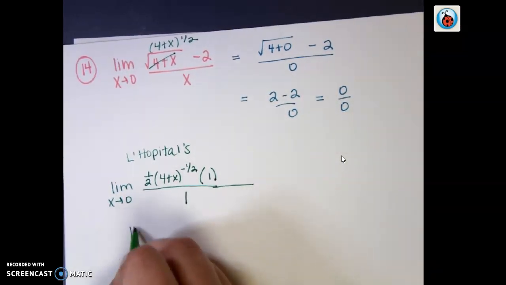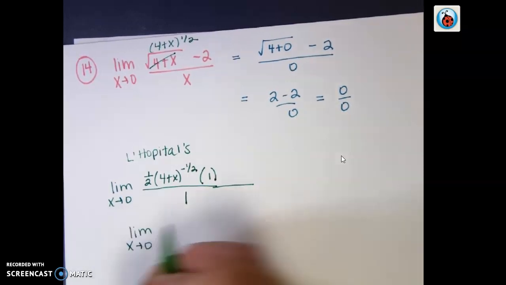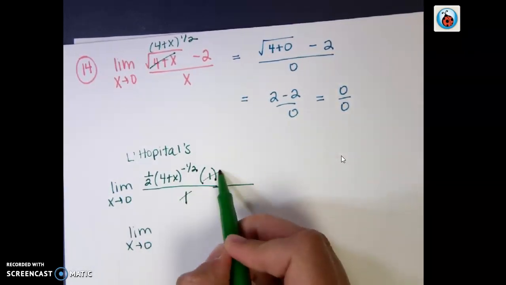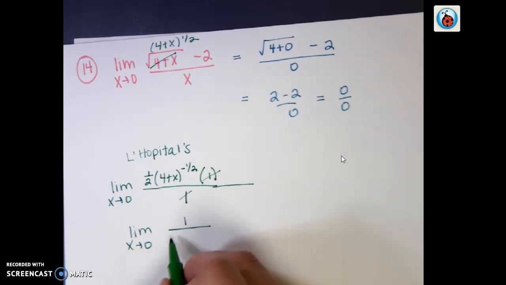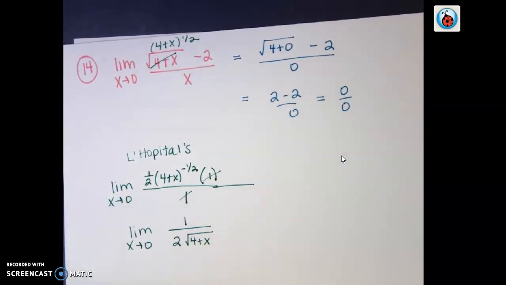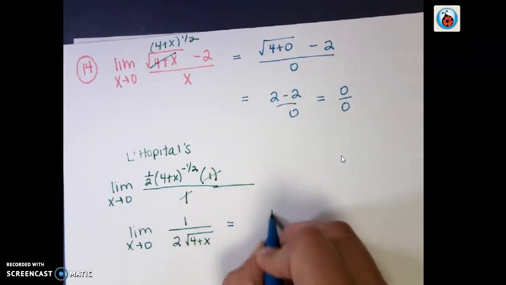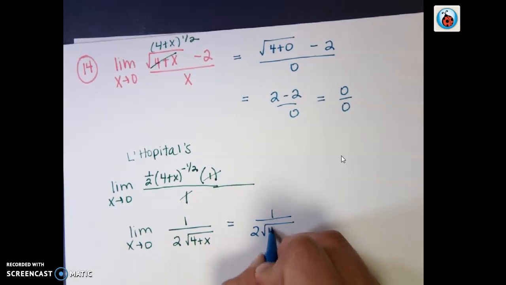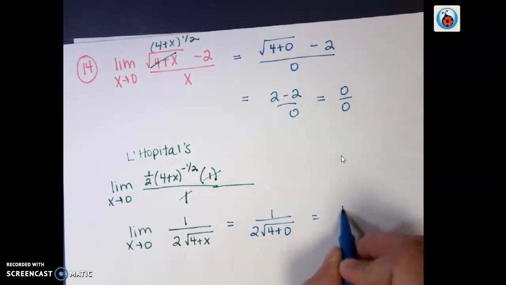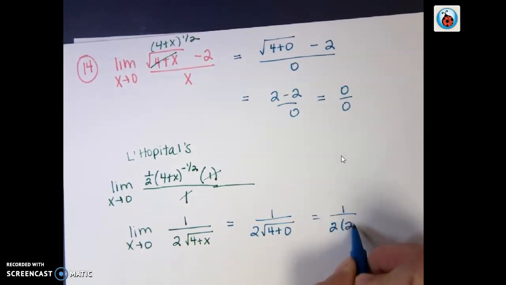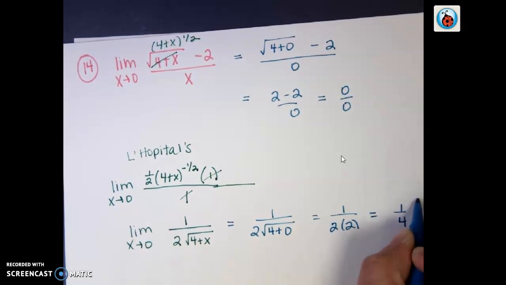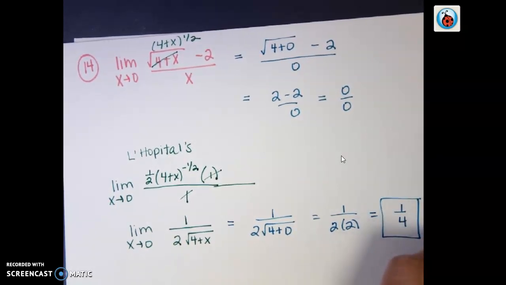If you want to simplify before you plug in, this one and this one could cancel. We really just have 1 over 2 times the square root of 4 plus x. So now we can do direct substitution and plug in 0, which will give us 1 over 2 times 2, which will give us 1/4, which was answer choice B.